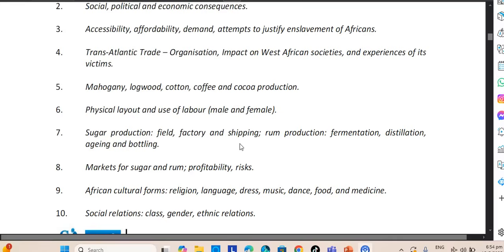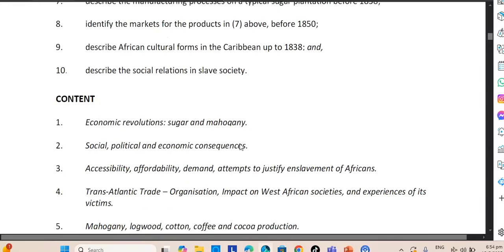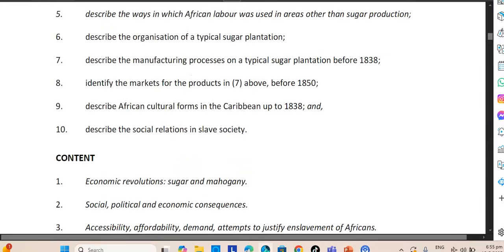Shipping and export. The finished products, sugar and rum, were packed into barrels, hogsheads, and crates, then taken by ox cart or wagon to the port. Goods were shipped abroad on merchant vessels to Europe and North America, forming part of the triangular trade. Slaves were often traded for molasses or rum in Africa, which completed the cycle. All right, so you should be able to explain the manufacturing process on a typical sugar plantation before 1838.